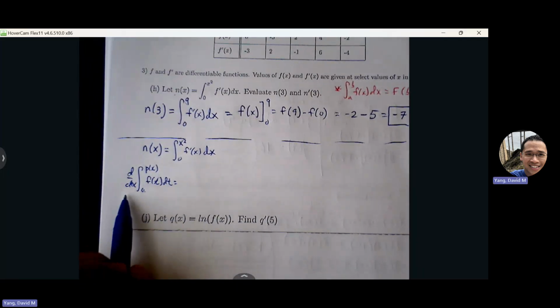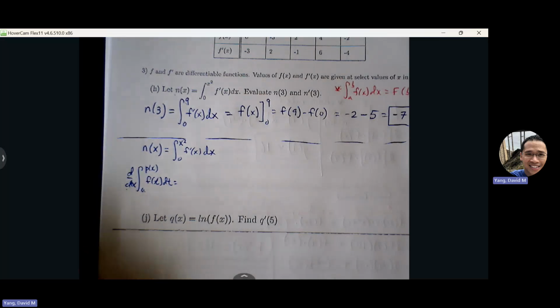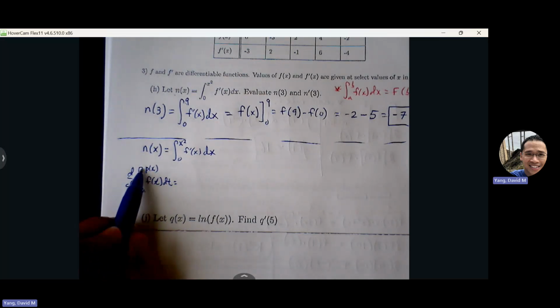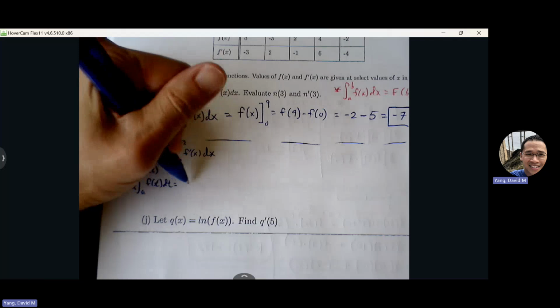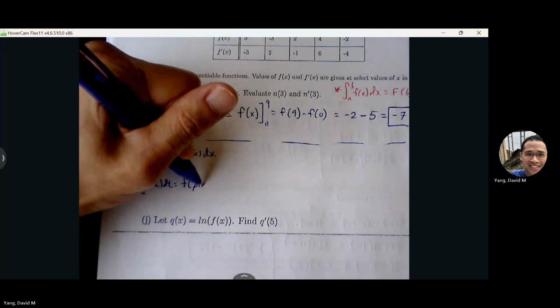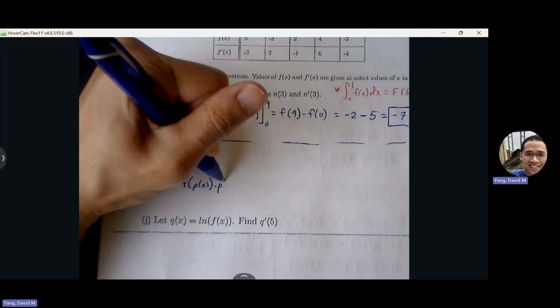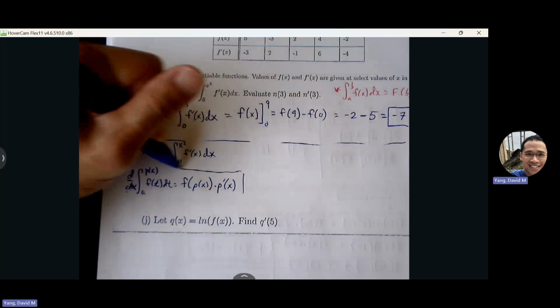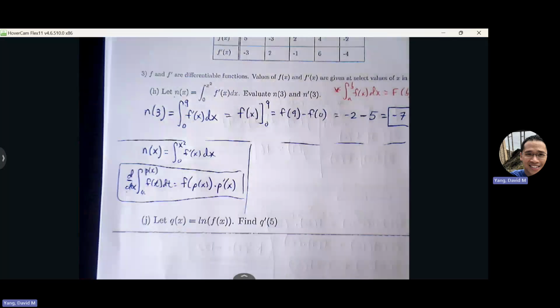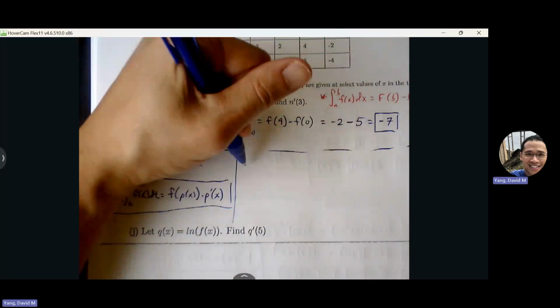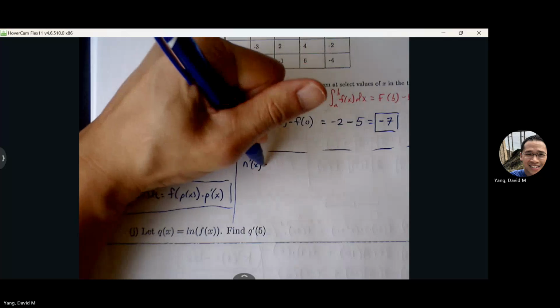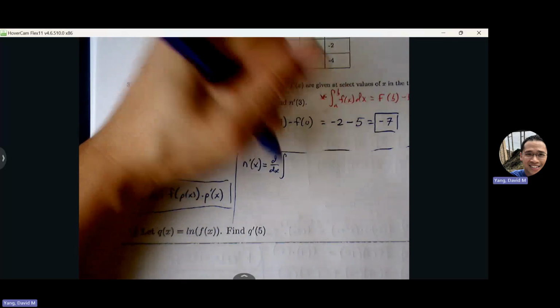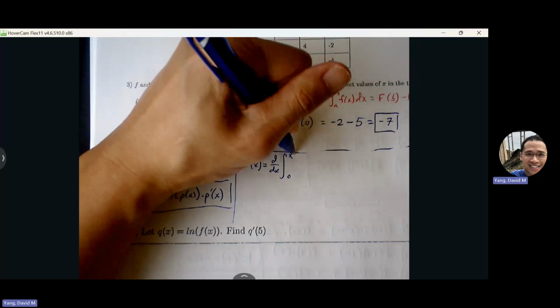if I'm pairing the derivative and integral processes next to each other, the two cancel each other out. Plug the upper bound into the function, then multiply by the upper bound's derivative, right? So that's the process we're going to go through here. So if I want to find N prime, then it's just the derivative of the integral from 0 to x squared of f prime.